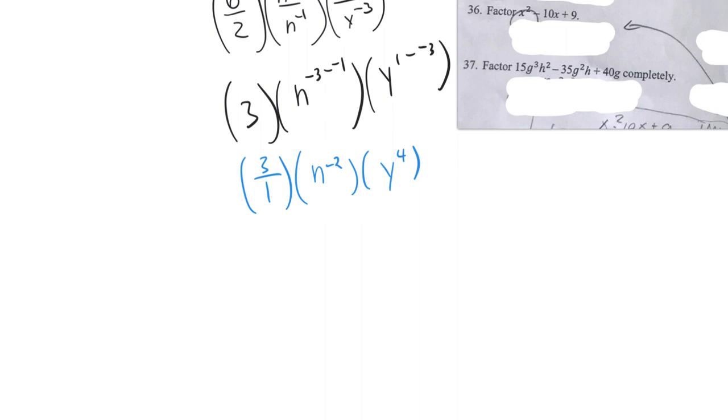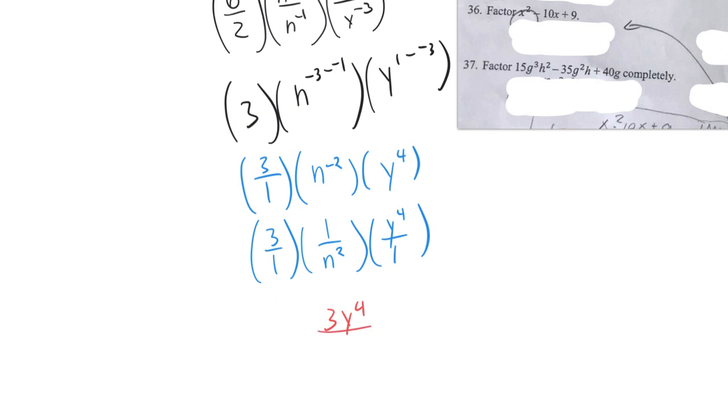Again, sticking with this sort of fraction format until the very last move. This would become 1 over n squared down below. This is going to become y to the 4th all over 1, right? If you think about it. Now, at that point, we're ready to multiply straight across. So across the numerators, we have 3y to the 4th. Across the denominators, we have n squared. So that should be it. Yeah, so that was like an open-ended one. Yeah, so that's the answer.